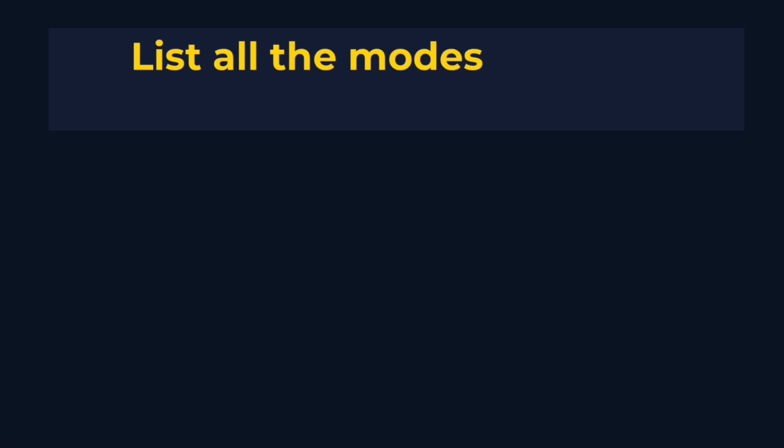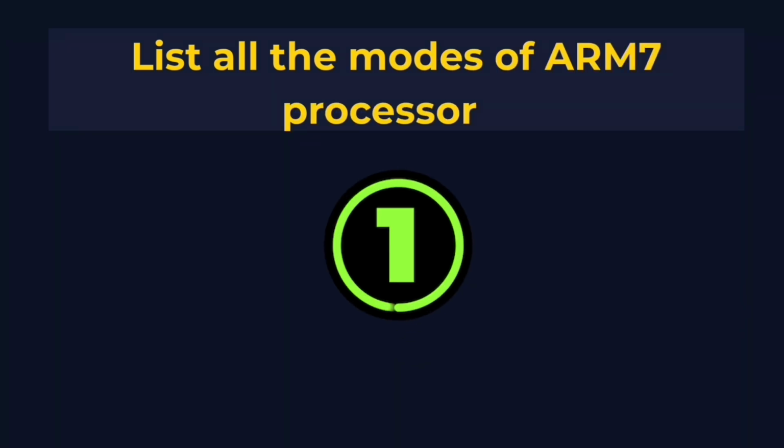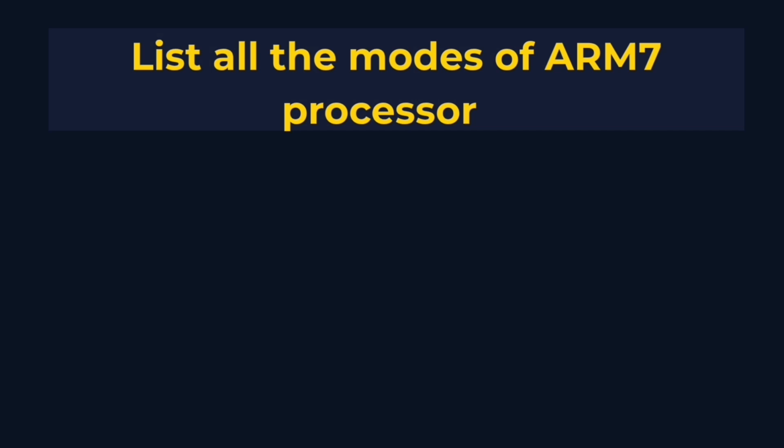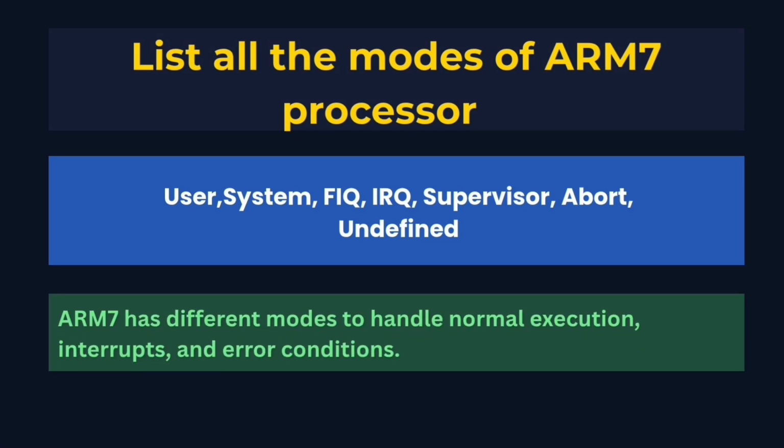List all the modes of ARM7 processor. ARM7 processor has 7 modes which include user, system, FIQ, IRQ, supervisor, abort and undefined. ARM7 has different modes to handle normal execution, interrupts and error conditions.